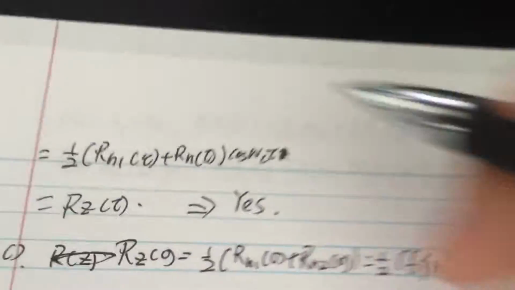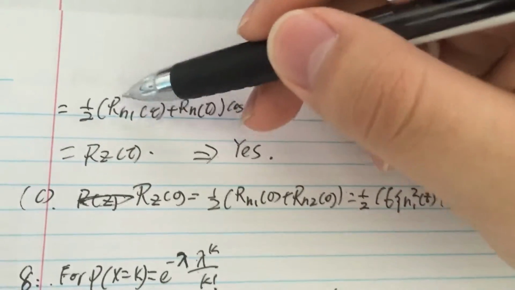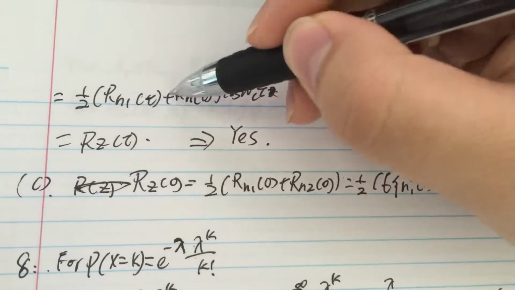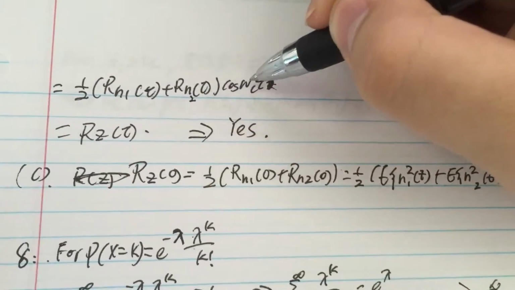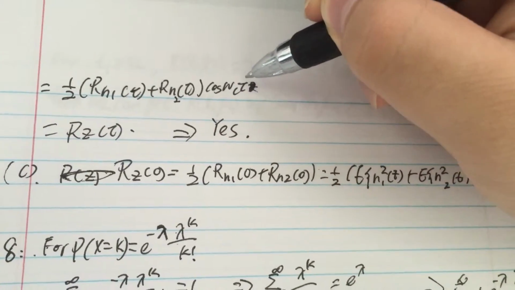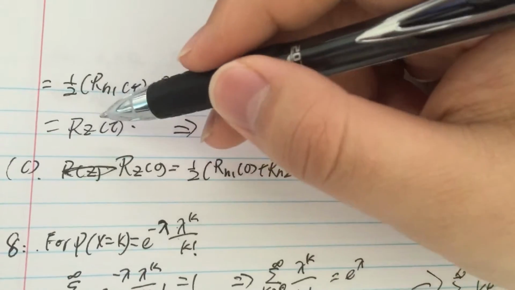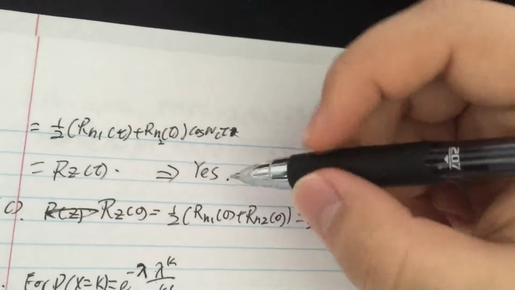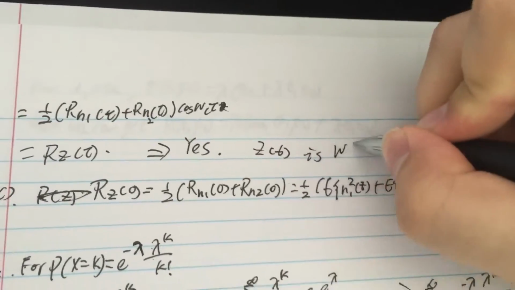Then we do the calculation here. We can get 1 over 2 times R_n1(tau) plus R_n2(tau), and then cosine(omega tau). Then all of this is equal to R_Z(tau), which means Z(t) is WSS.